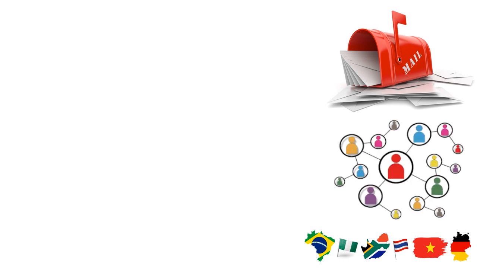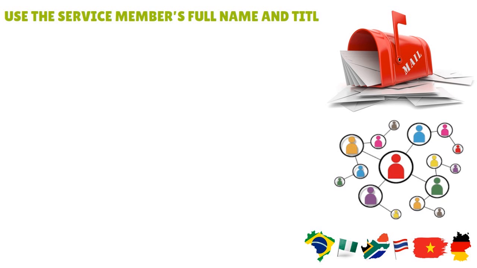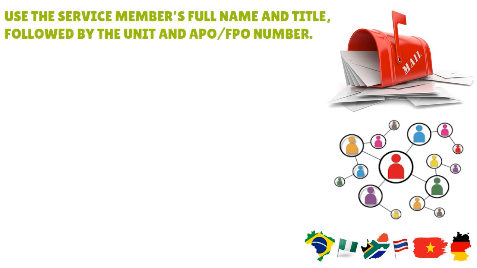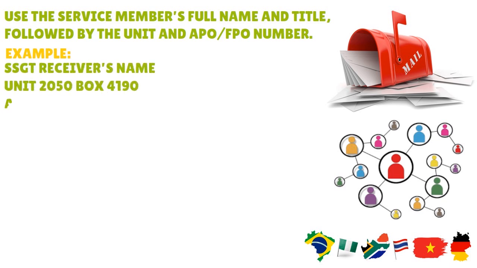So the military address format is straightforward. You want to use the service member's full name and title, followed by the unit and APO, FPO number. Let me give you an example here. You can see this on the screen here. So the first line, you have the receiver's name, the unit 2050 box 4190, and APO, AP 90, and the rest. Okay.